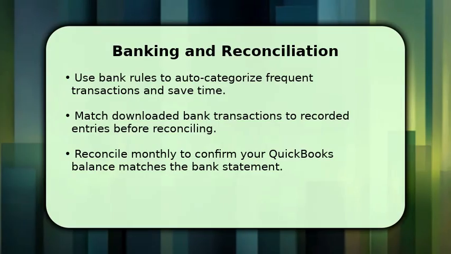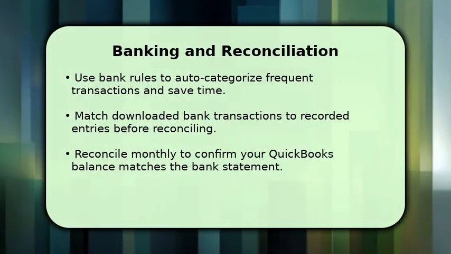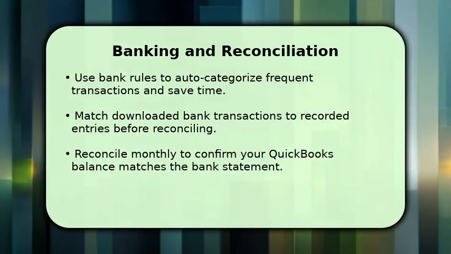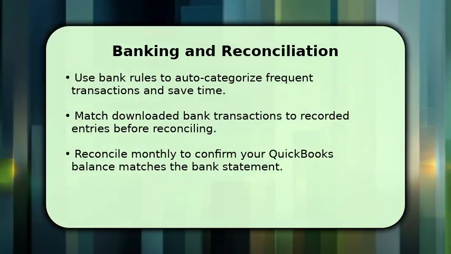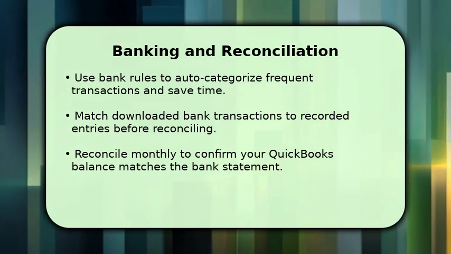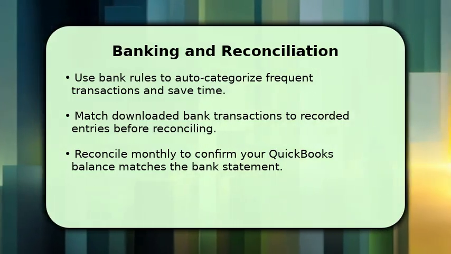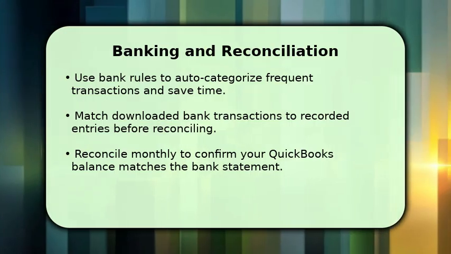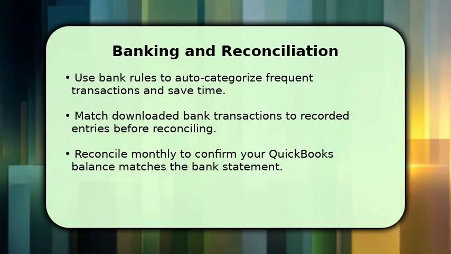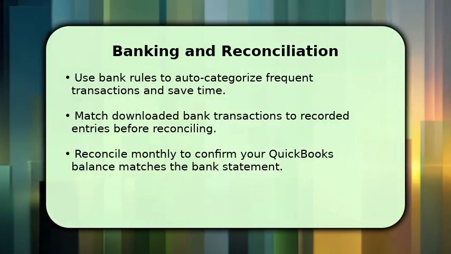Connect your bank feeds and use bank rules to automate categorization of repeat transactions, making bookkeeping faster and less error-prone. Regularly review and match downloaded transactions to existing records, create new entries when necessary, and clear duplicates. At month-end, reconcile your accounts to ensure QuickBooks balances align with your bank statements. This catches mistakes and prevents surprises, keeping your books accurate and ready for taxes or financial review.